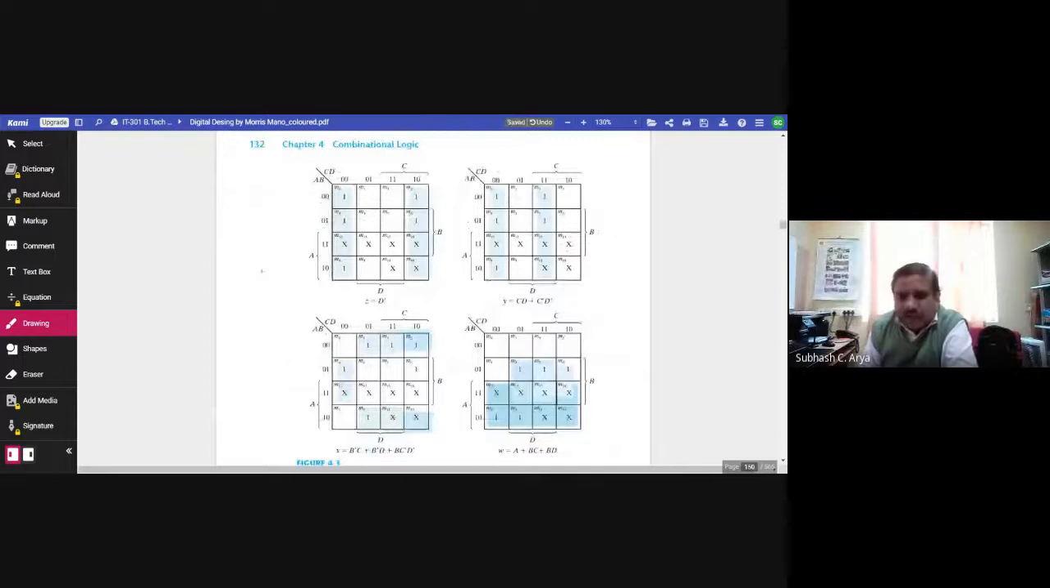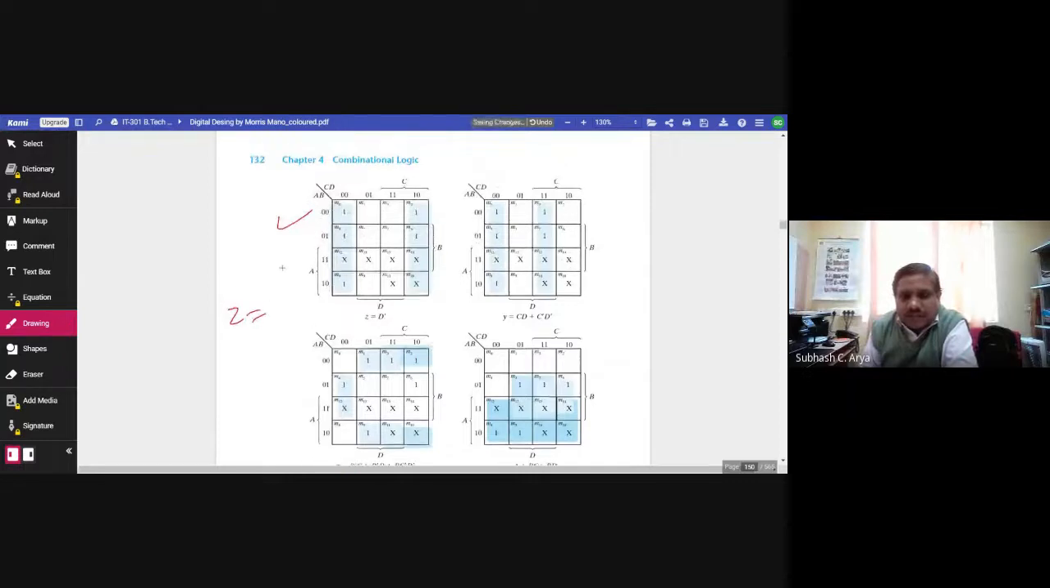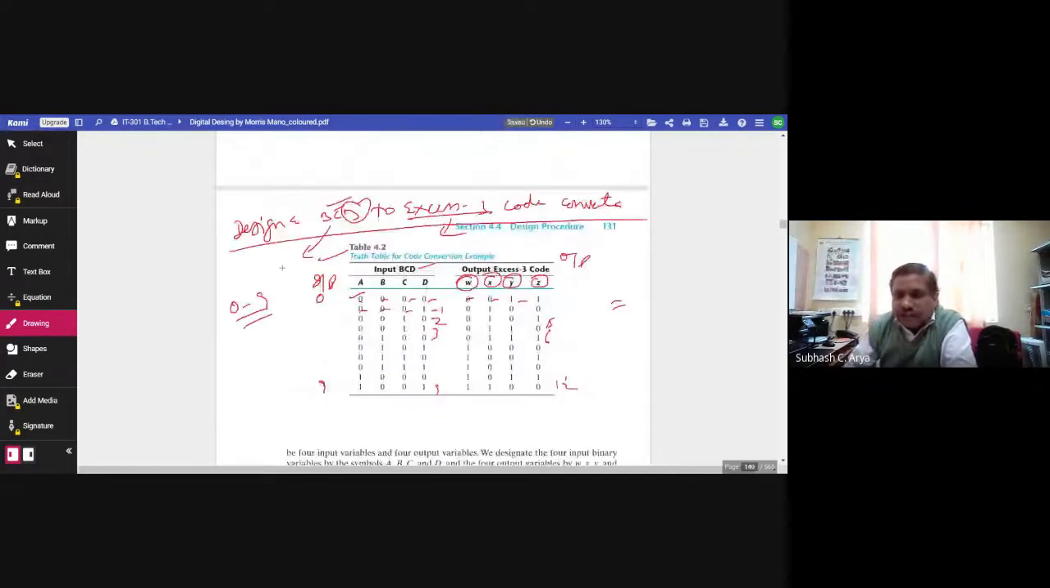So in the Karnaugh map for z, this first one is the simplification for z. Z is the least significant bit here in the excess-3 code. So this is the z. We have to put this information in the Karnaugh map.